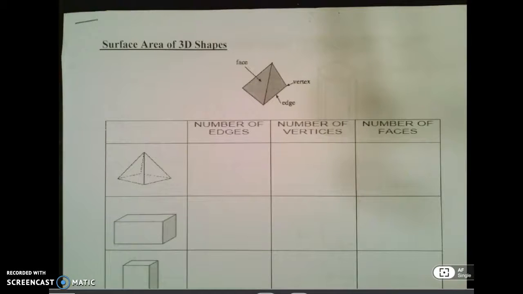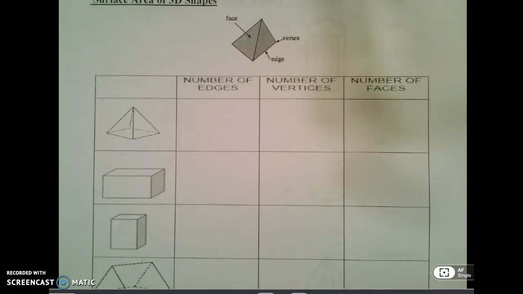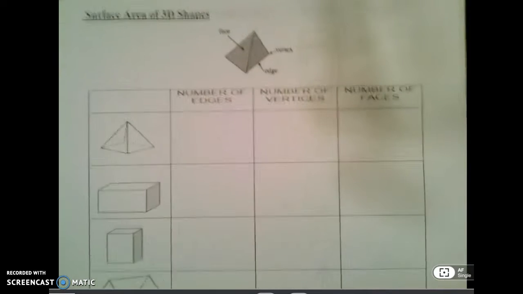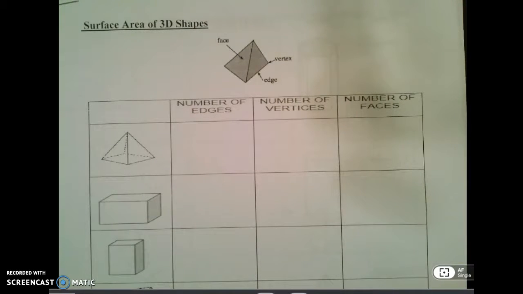Hey guys, today we are doing surface area of three-dimensional shapes. You should have picked up this paper in class, so make sure you're looking at it to go along with the notes. The very first page we are actually going to do in class tomorrow, so just skip over that for right now.